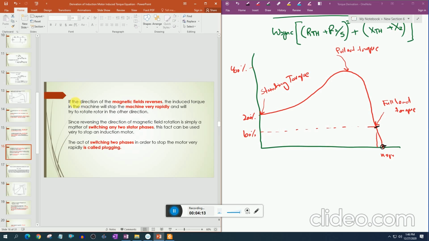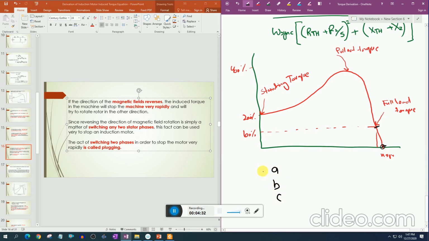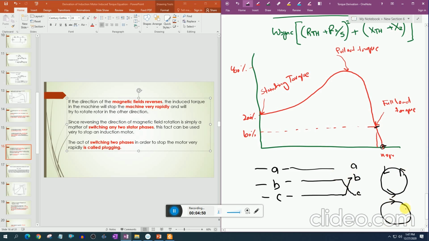The next point is, if the direction of the magnetic field reverses, for example, the stator ABC terminals are connected to the three-phase supply ABC, and if that is reversed, then the motor, which was moving in the anti-clockwise direction, will start moving in the clockwise direction.